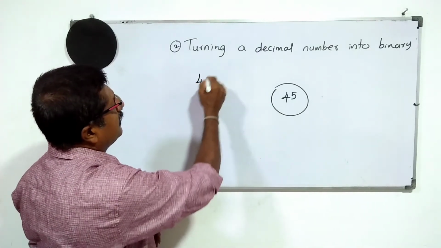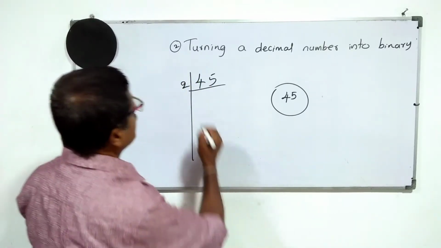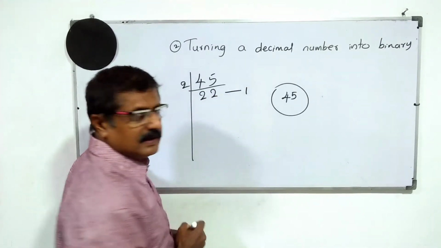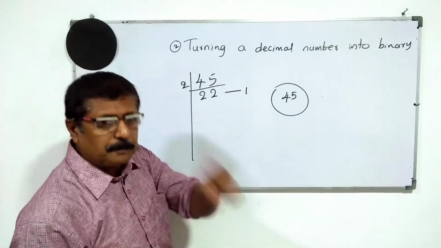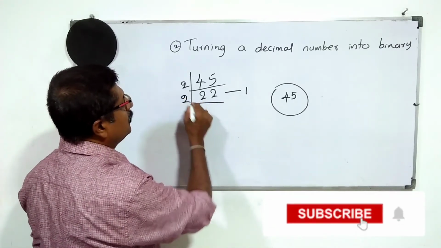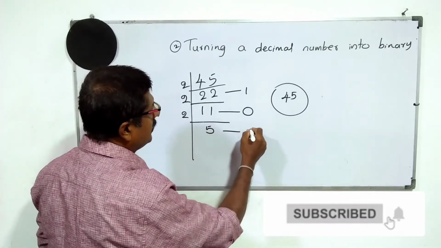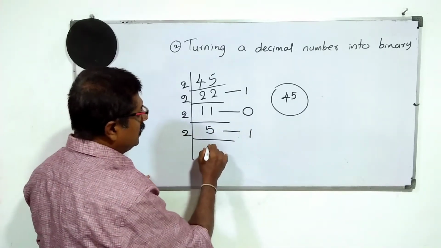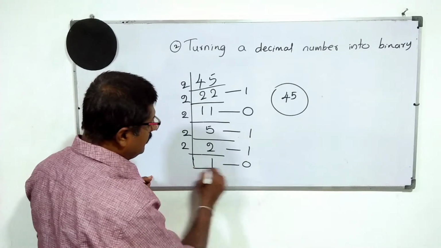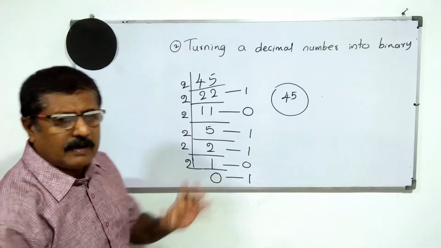Write 45 like this and then divide by 2. How many 2s? You can take 22, but 1 remains. Write it in here. This is the first one that comes, that is the 1s place. Again divide by 2, 11, no remainder. Again divide by 2, 5, 1 remains. Again divide by 2, 2, 1 remains. Again divide by 2, 1 and 0 remains. Again divide by 2, 0 and 1 remains. Only 1 remains.